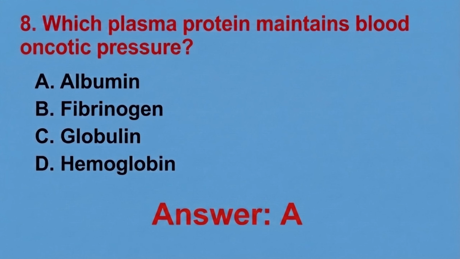Here is an exam tip. A decrease in albumin reduces oncotic pressure and can lead to edema due to fluid movement into tissues. Let me go through that again. A decrease in albumin protein reduces oncotic pressure and can lead to edema due to fluid movement into the tissues.